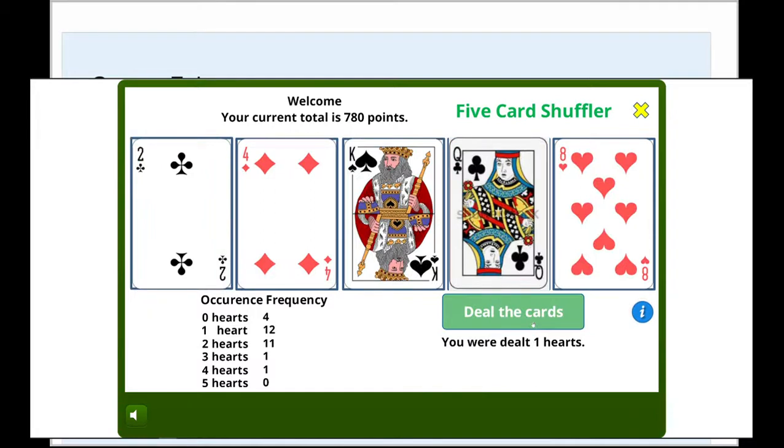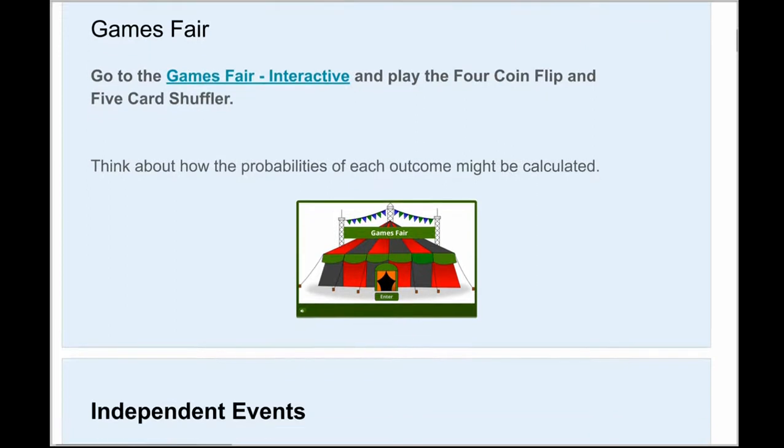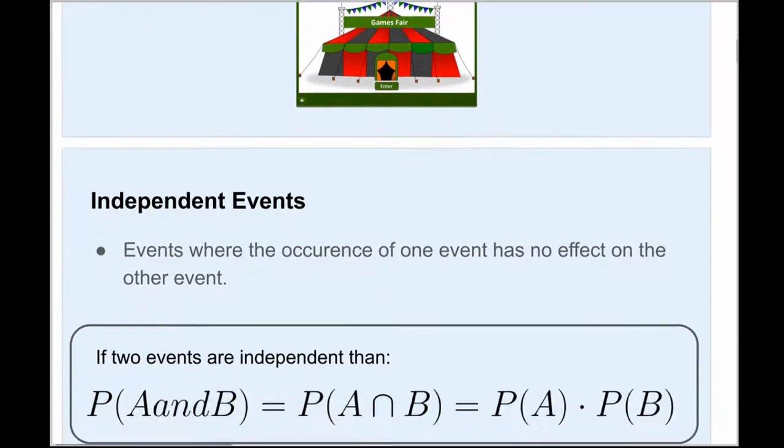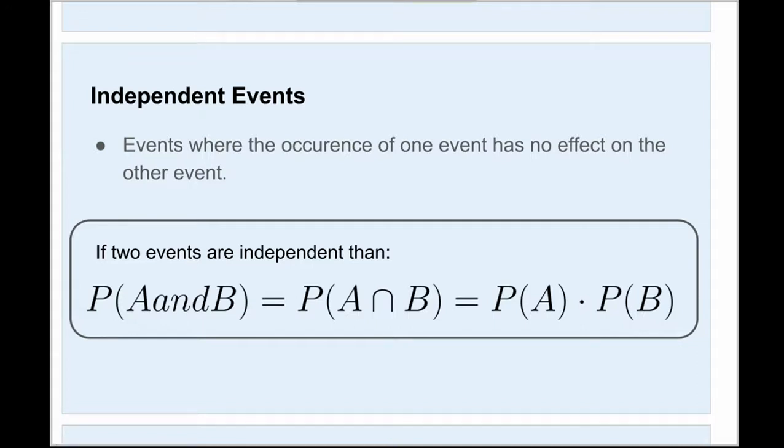We'll come back to these once we learn a little bit more about dependent and independent events. Independent events are events where the occurrence of one event has no effect on the other event. The events that are happening do not affect one another. One event does not affect the outcome or the probability of another event.